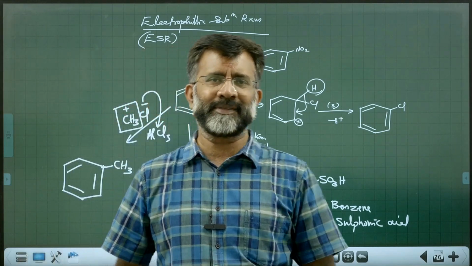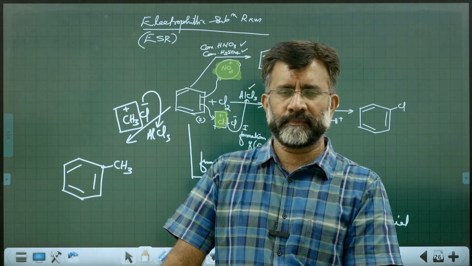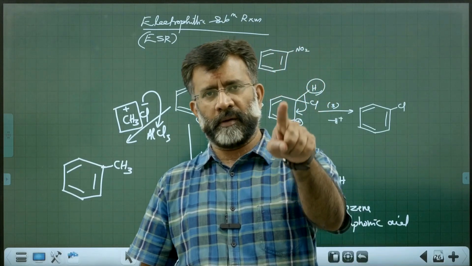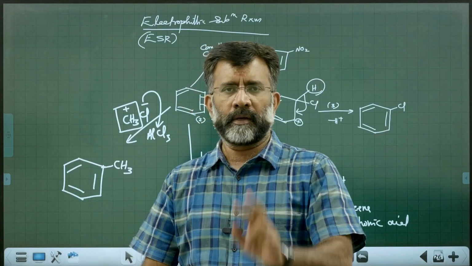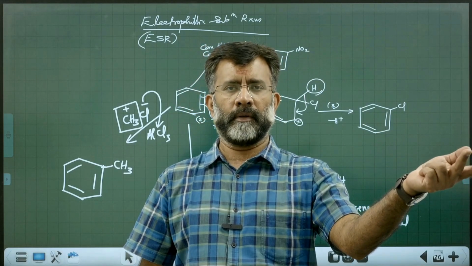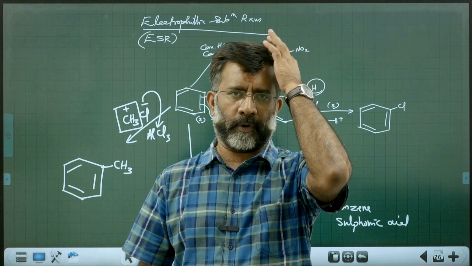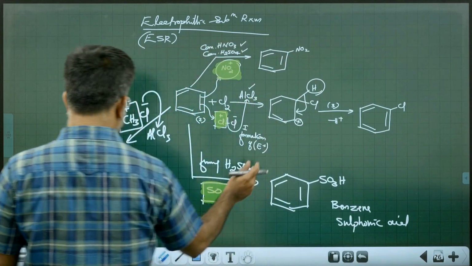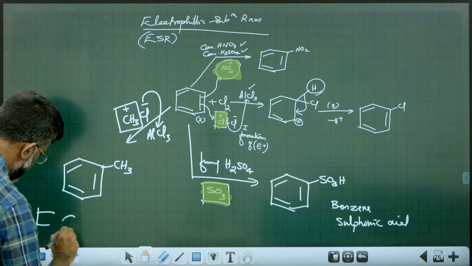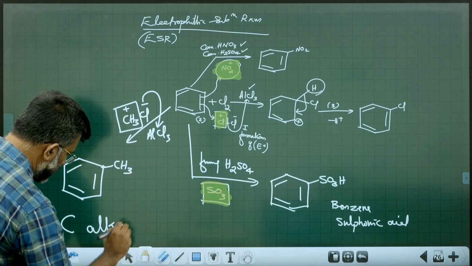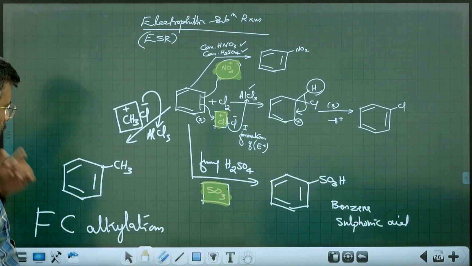What are the 3 steps? Formation of the electrophile, attack of the electrophile by the benzene ring giving the arenium carbocation, and removal of the proton giving aromaticity back to the ring, forming the final product. Okay, so chlorination, nitration, sulfonation, this is Friedel-Crafts alkylation, a very, very popular reaction.